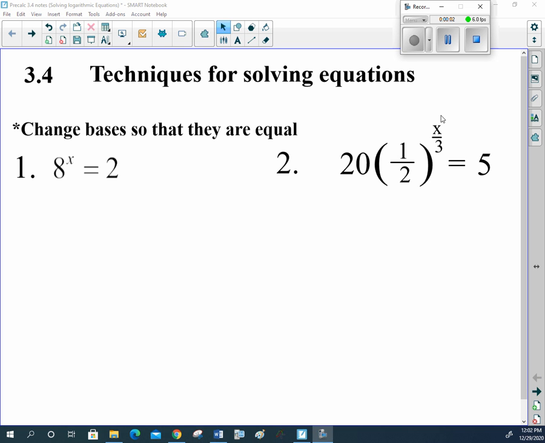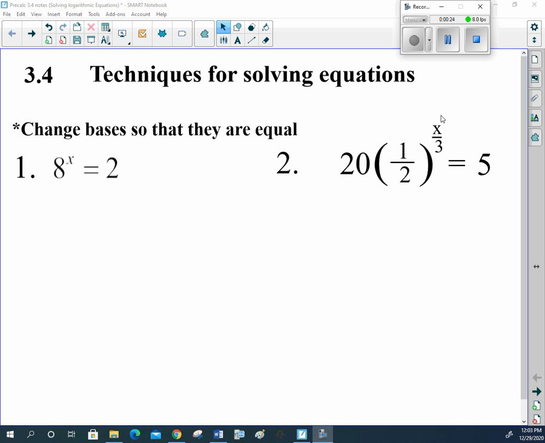Okay, today we are going to be solving our equations, and we are going to use different techniques to do this. Sometimes there's more than one technique that will work for a particular problem, and sometimes there's only one way to solve a problem. So one of the techniques that we're going to learn, we've already talked about this earlier, was to change the bases so that they were equal.